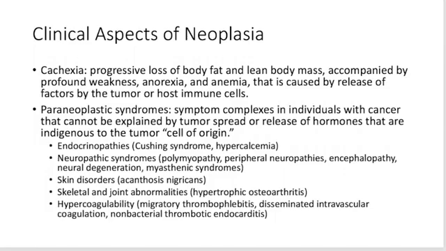All right, so let's take a look at clinical aspects of neoplasia. So this would be your manifestations of the cancer. We have cachexia, which is a multi-organ syndrome that is an energy balance disorder. It is a mismatch between the energy intake and the expenditure, and depends on the tumor type and its growth phase.